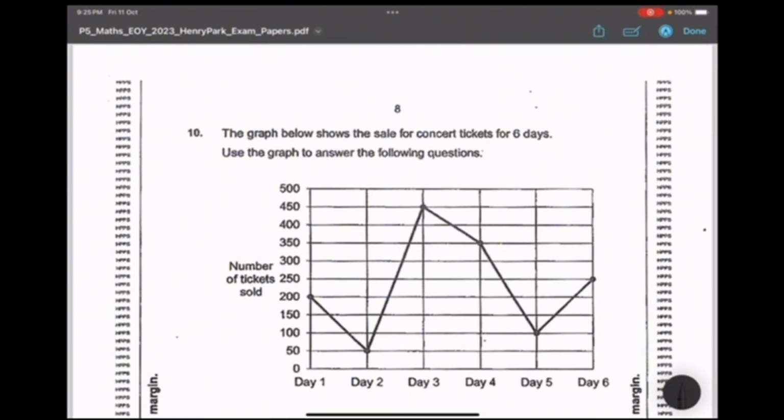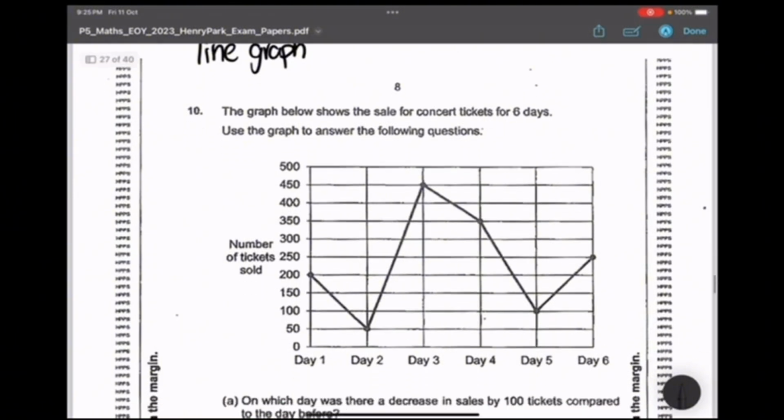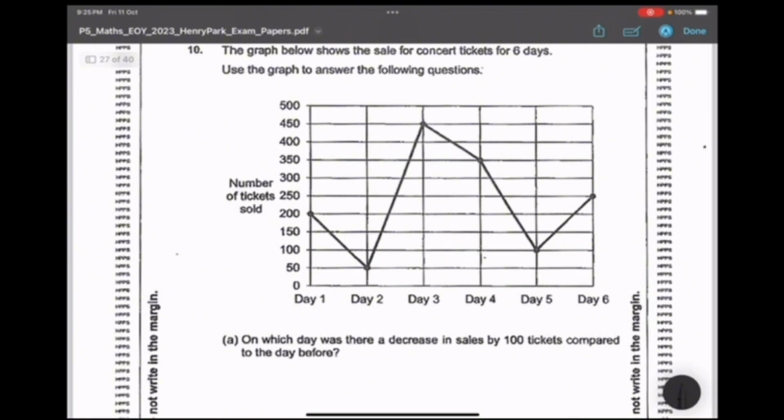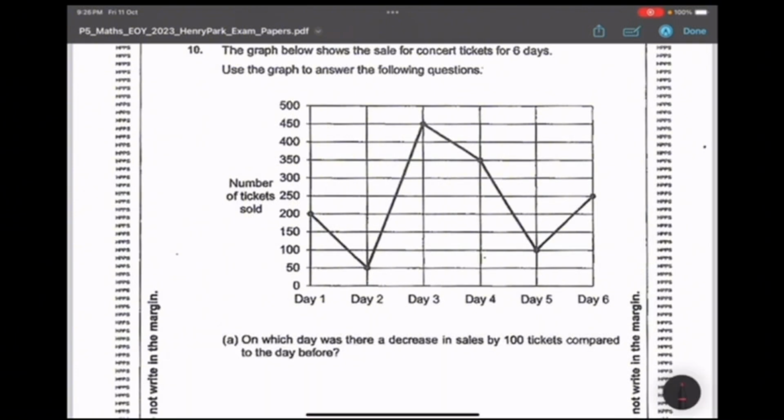Alright, here we have a line graph question. Let's look at what the question says. The graph below shows the sale of concert tickets for 6 days. Use the graph to answer the following questions. Alright, so looking at the graph, we can see that we have 6 days and for each day we have the number of tickets sold. So what I want to do first is to label what the number of tickets sold for each day is.